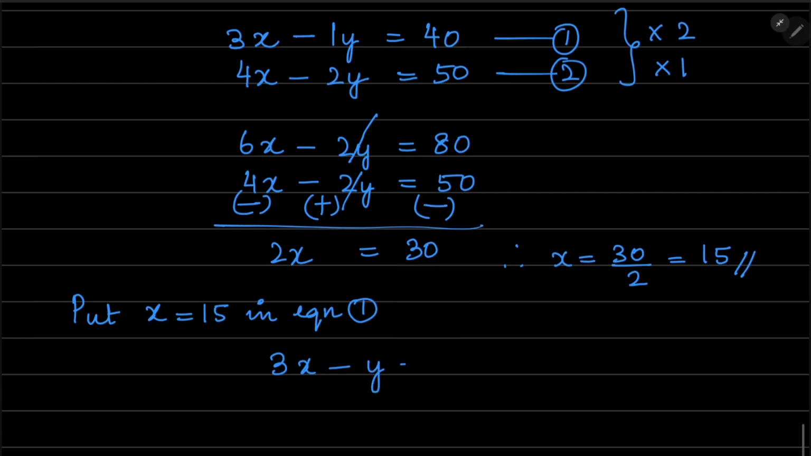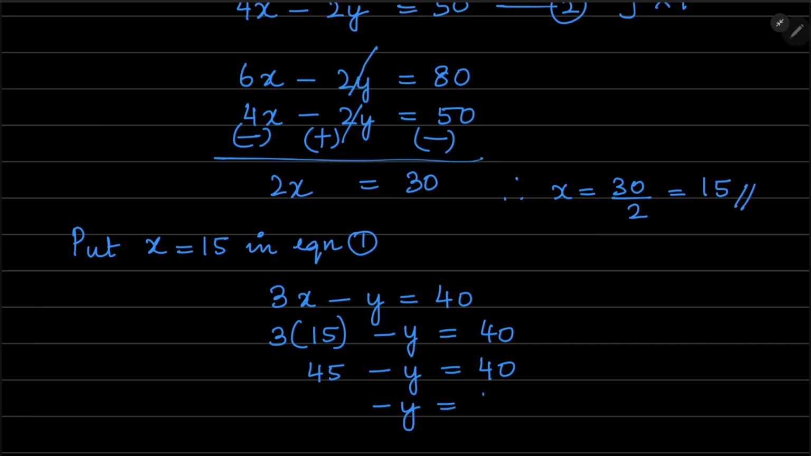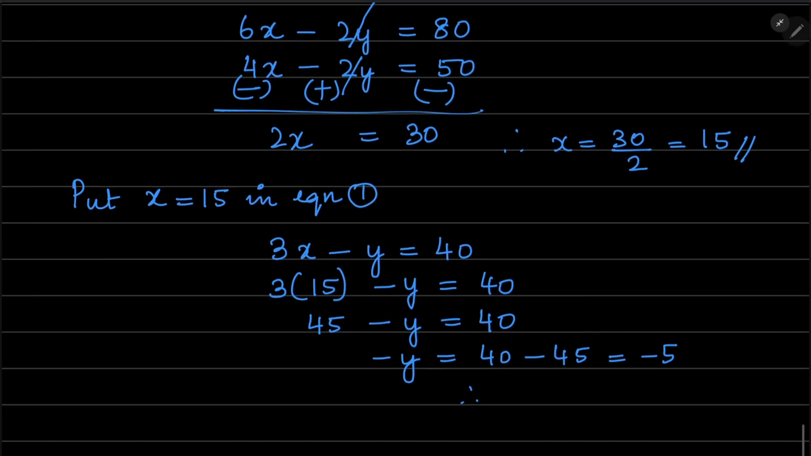3x minus y equal to 40, right? 3 multiplied by x, which is 15, minus y equal to 40. So what is 3 multiplied by 15? 45. Minus y equal to 40 minus 45, which is nothing but minus 5. Therefore, y is equal to 5.